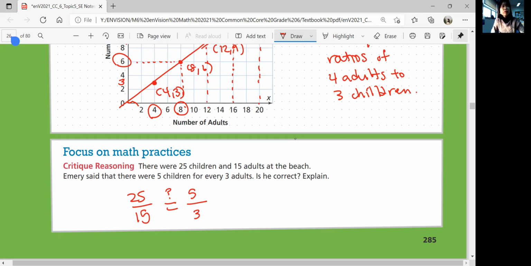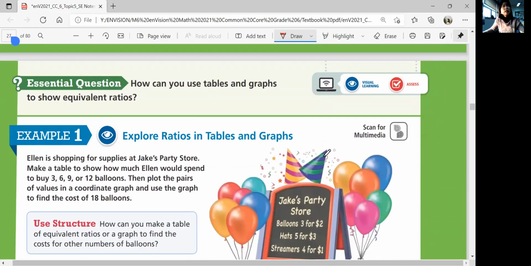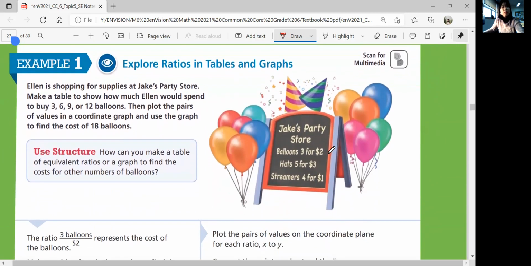Are they equivalent ratios? Well, let's see if they can be divided with the same number. 25 divided by 5 is 5. Okay, is 15 divided by 5 3? Yes. So yes, they're equivalent ratios. 25 divided by 5 is 5, and 15 divided by 5 is 3. So 25 over 15 is equal to 5 over 3. They're equivalent ratios. All right, so in this lesson, we will think about how we can use tables and graphs to show equivalent ratios.